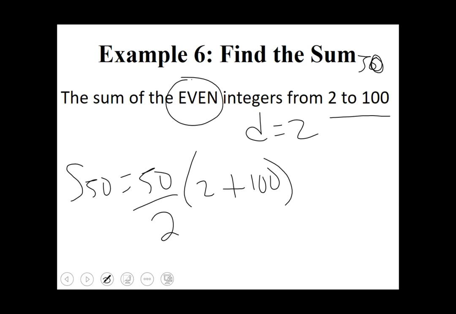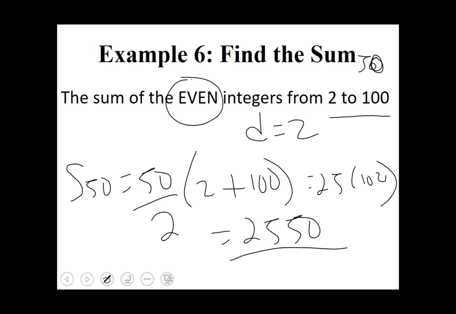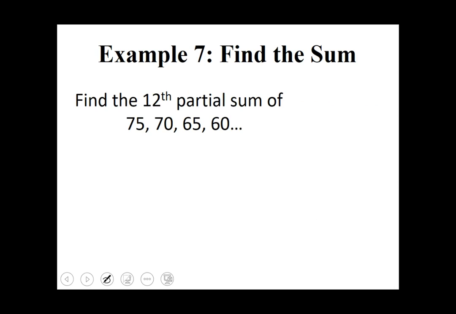The last even integer is 100. That's going to give you 25 times 102, which is going to give you a sum of 2550. Again, pay no mind to whether these sums are small or large. How about the 12th partial sum of the following?